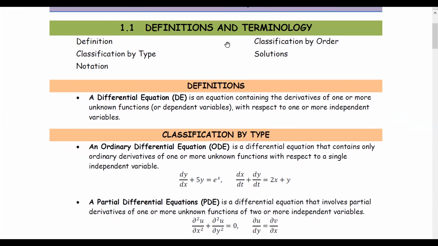Section 1.1 Definitions and Terminology. This section will cover definition, classification by type, classification by order, solutions, and notation of differential equations.